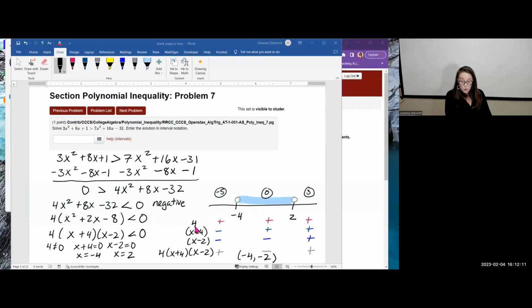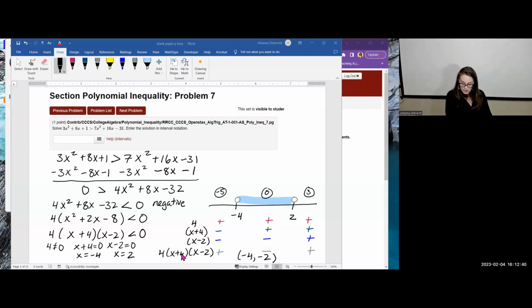We have factor 4 by itself, which is always positive. Factor x plus 4, which changes sign at -4, and is negative when we use the test point -5. Thereafter, at the other test points, it's positive. The factor x minus 2 will change sign at its solution too. At -5 for the test point, it's negative, and at 0, it's still negative. But at 3, it becomes positive.